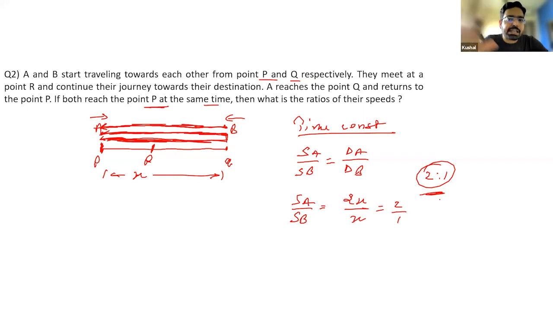I am nowhere denying the fact that you can go by the simple formula of speed equals distance upon time and can still do the question. So you can take the time taken to travel for A from the point P to Q and then coming back from Q to R. That time period is equal to the time period taken by B to travel from the point Q to P.